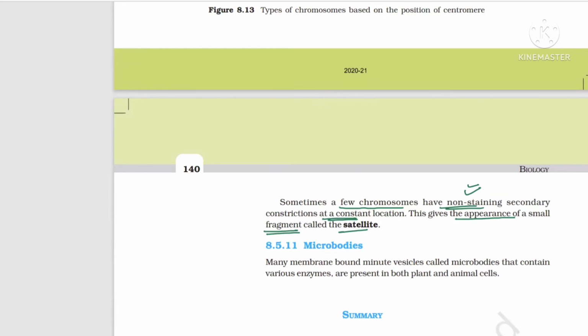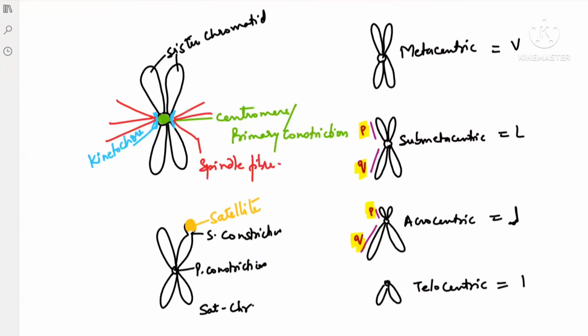I think this much of the concept is clear. Now we can start with the endomembrane system. Now see, beta, I'm just drawing this much of the nuclear membrane.